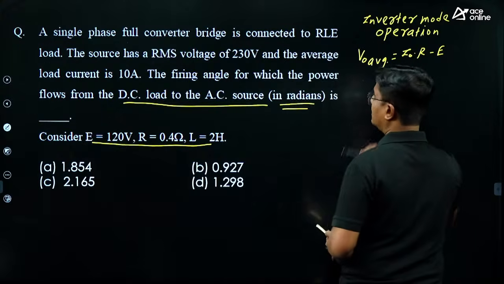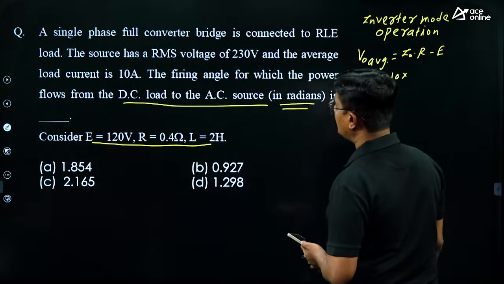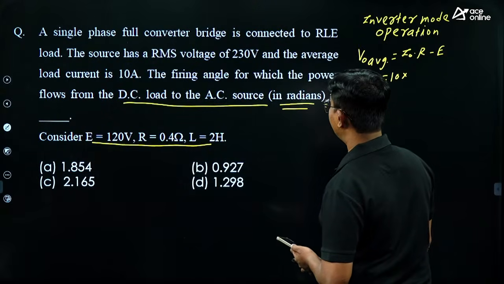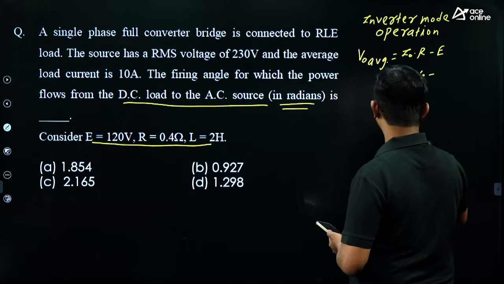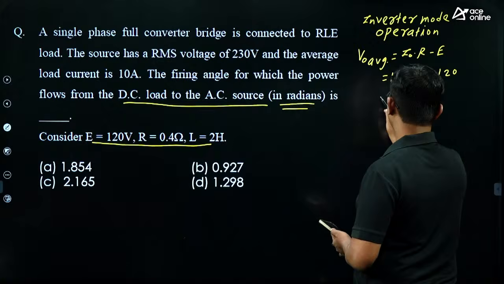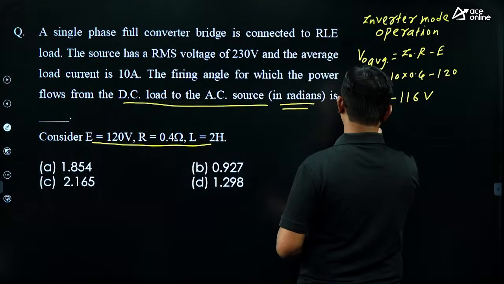Now you can check here. I0 is 10. Resistance value, yes, 0.4. Minus E is 120. So it is 4 minus 120, that is minus 116 volt. This is V0 average.